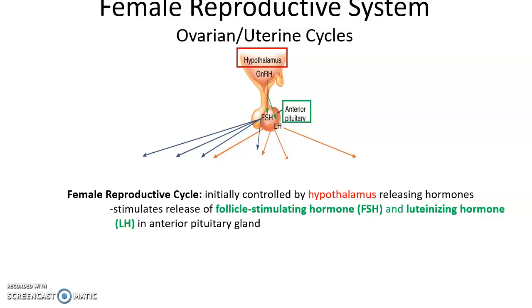And the female reproductive cycle all begins, of course, with the brain, and specifically the hypothalamus. So the hypothalamus will release gonadotropin-releasing hormones that will go to the anterior pituitary gland, and this will cause it to release the follicle-stimulating hormone and the luteinizing hormone.